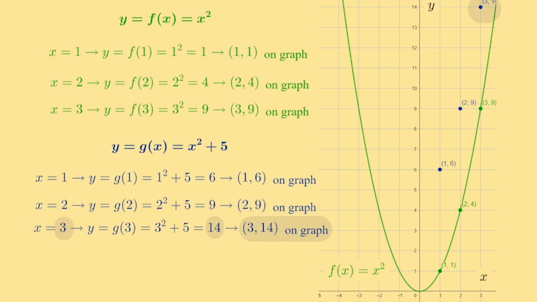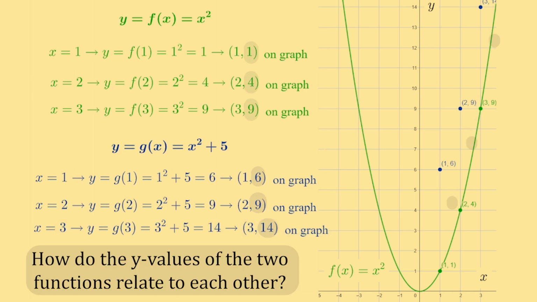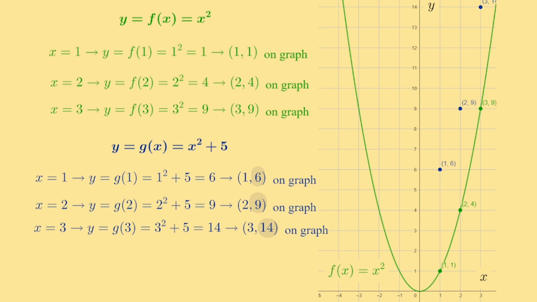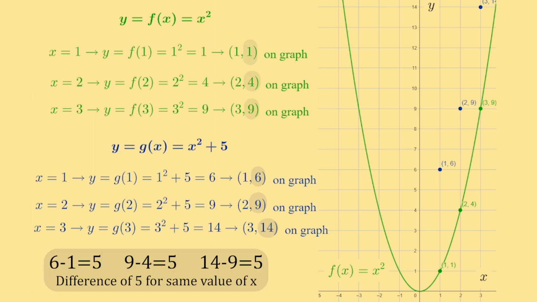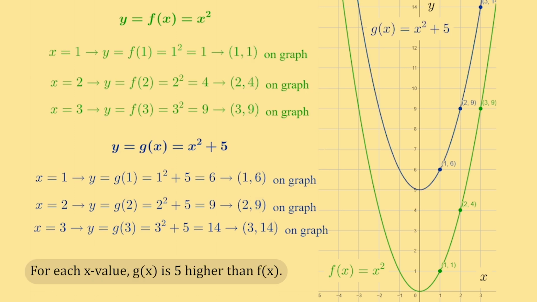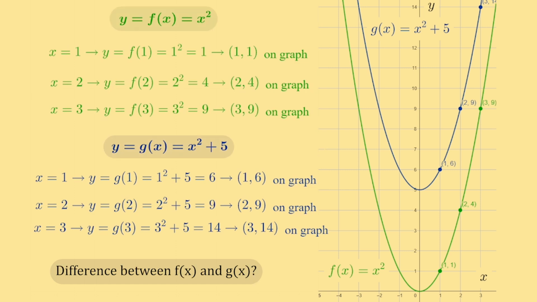What do you notice about the y values of my second function when compared to the y values of my first function? The y values of my second function are all 5 higher than the y values of my first function for the same values of x. In fact, for each value x, the second function's y values will be 5 higher than the first function's y values. Well, what is the difference between these two functions?